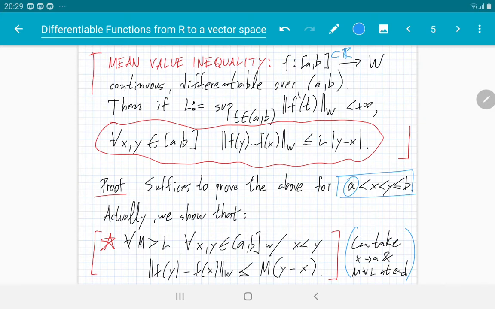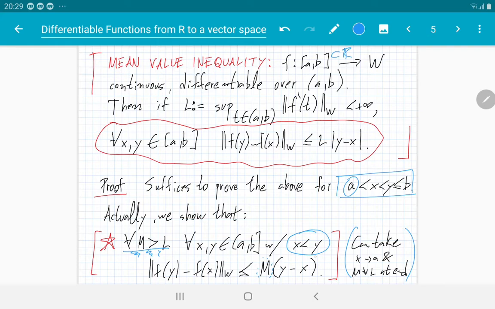Now what I'm going to show is an inequality that's a little bit weaker than the mean value inequality. I'm going to show that if I take x and y in the interval AB, with a closed, a open and b closed, and x less than y, the mean value inequality holds if I take, instead of L, any constant that's larger than L, that is, for all M greater than L.